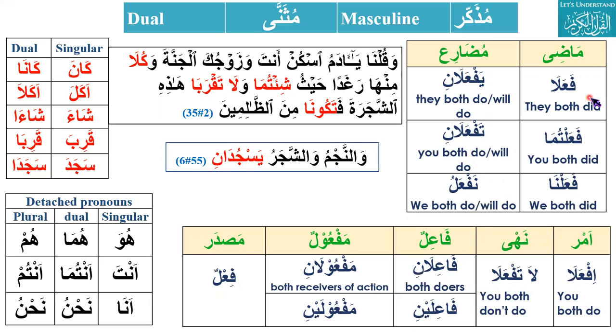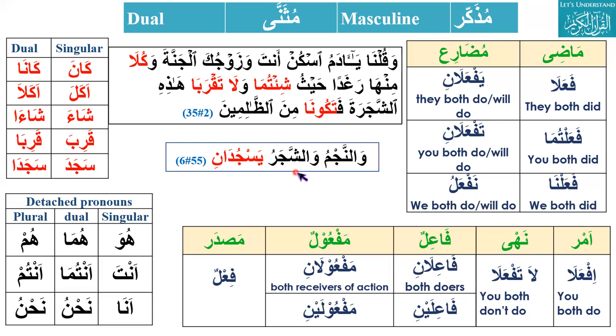Qala. قال قلتما قلنا يقولان تقولان نقول قولا. The singular is qul, say. So the dual will be qula. يقولا لا تقولا قائلان قائلين مقولان مقولين قول.